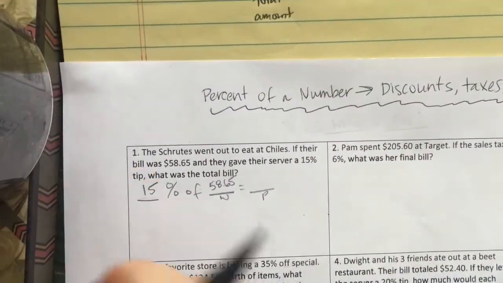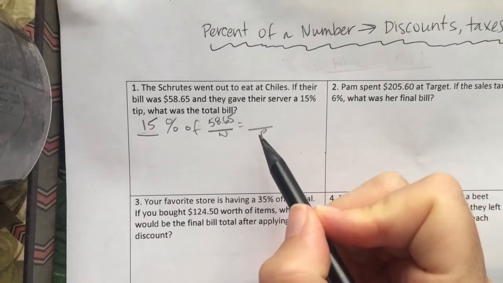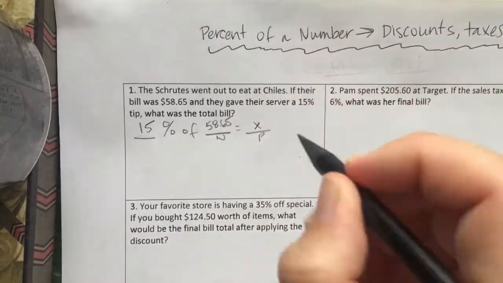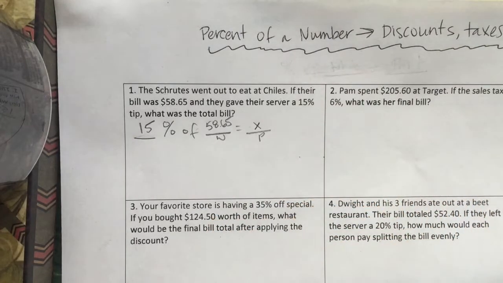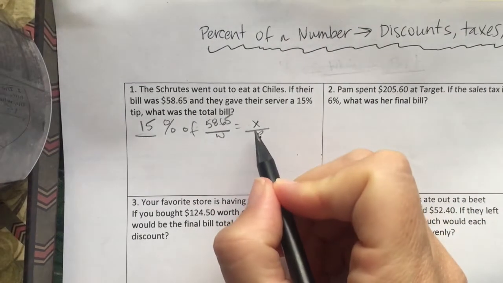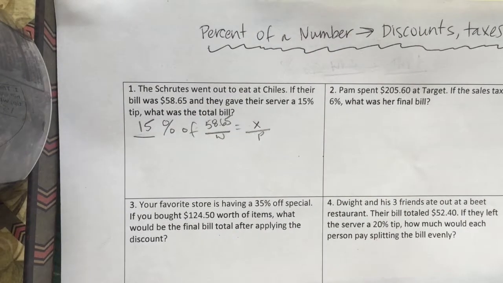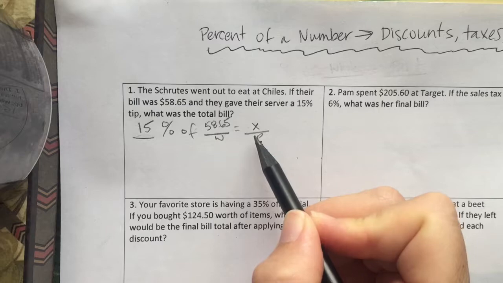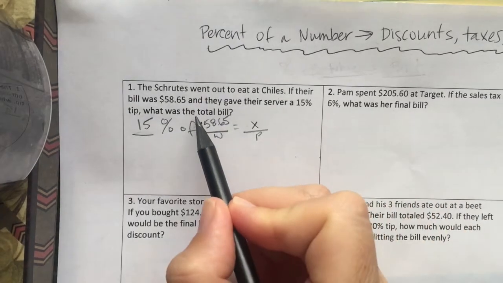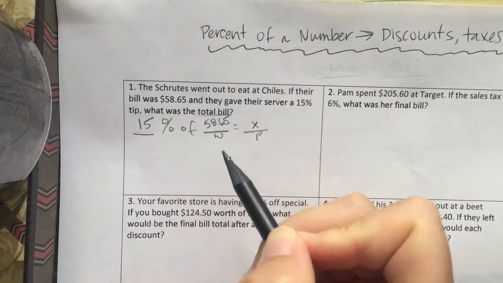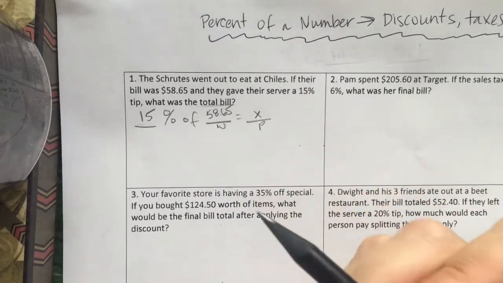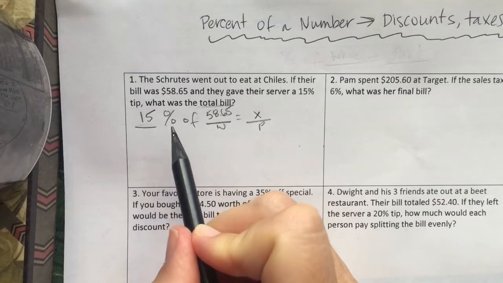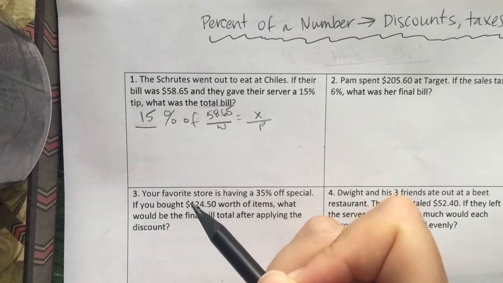Okay, sorry, I'm going to move this up a little bit. And then in this case, we are trying to figure out the part, which for this problem is the tip. We need to figure out what the tip is, and whatever the tip is, we need to add it back to the total amount because we are trying to figure out the total bill. That is our question. So now we are going to first figure out the tip. How are we going to do that?